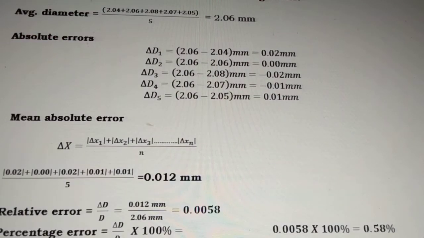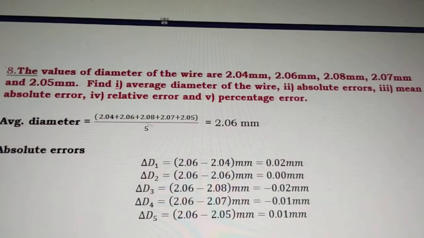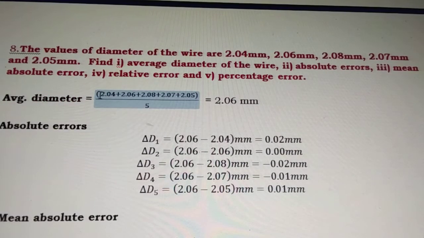The value of the diameter of the wire is measured by using a screw gauge. Diameter is always measured with the help of the screw gauge. The readings are 2.04 millimeter, 2.06 millimeter, 2.08 millimeter, 2.07 millimeter and 2.05 millimeter. How to find out the average of this? You can take the mean value. Add all these things: 2.04, 2.06, 2.08 and so on. How many times have you done it? 5 times. So that is equal to 2.06. This is the average diameter.